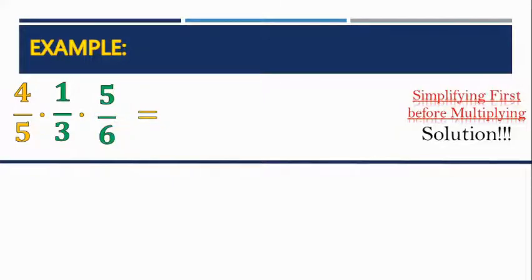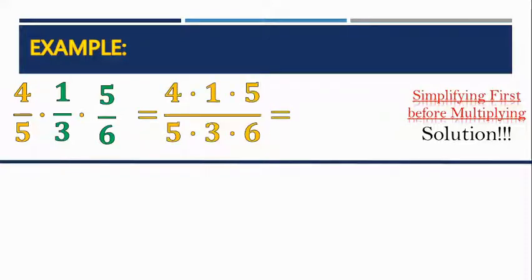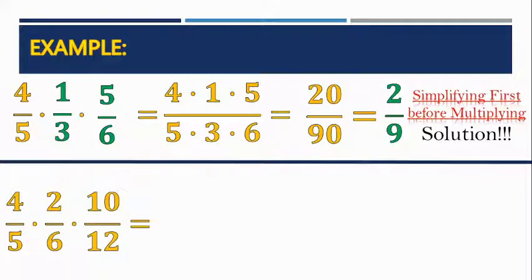Then let's multiply them now. So we have 4 times 1 times 5 over 5 times 3 times 6. That will give us 20 over 90. But as you can see, 20 over 90 could still be simplified. So we will get 2 over 9 because we could divide both numerator and denominator by 10. That's why we have 2 over 9 as our final answer. Okay, so now on our second solution, we will be using the cross cancellation way.